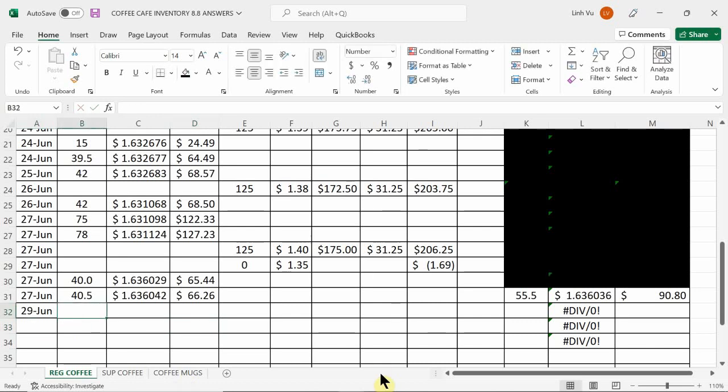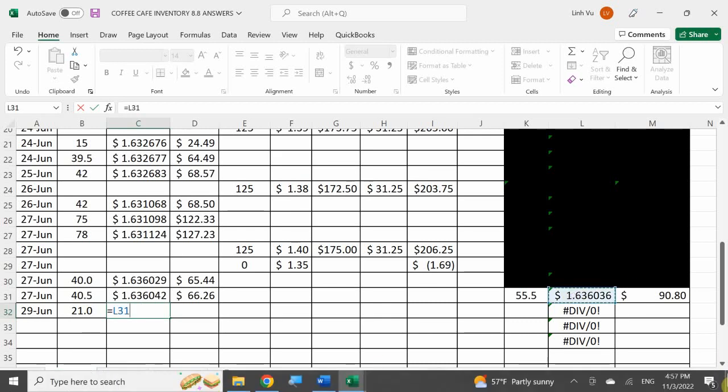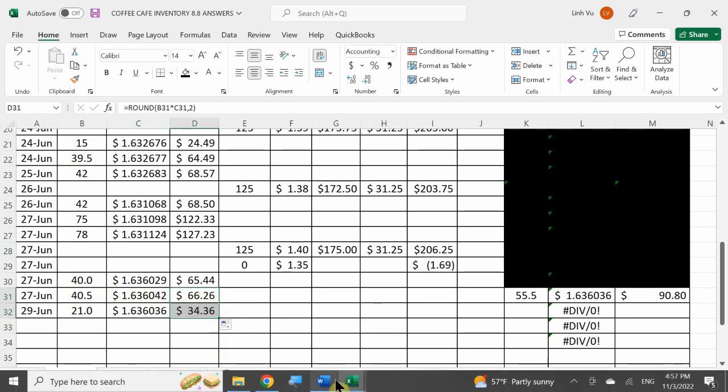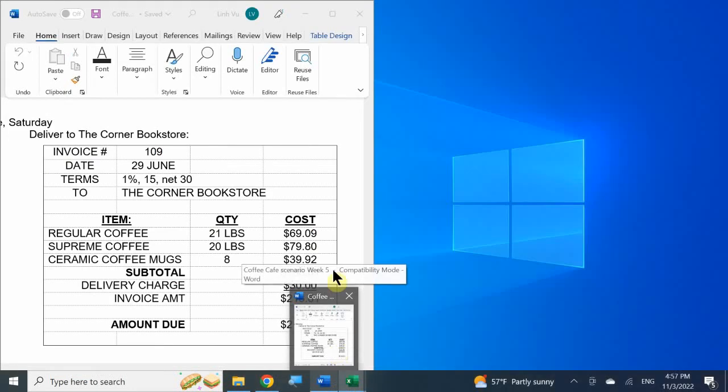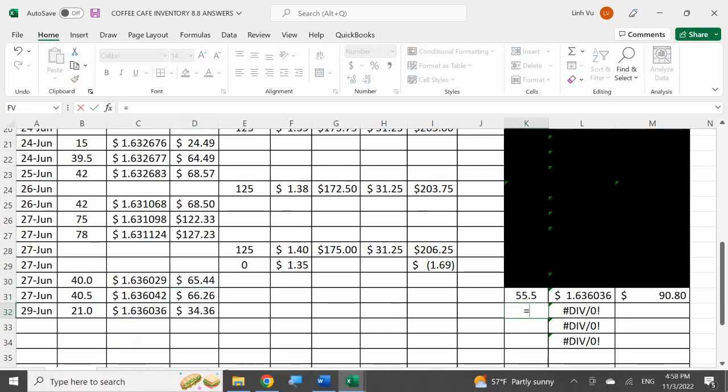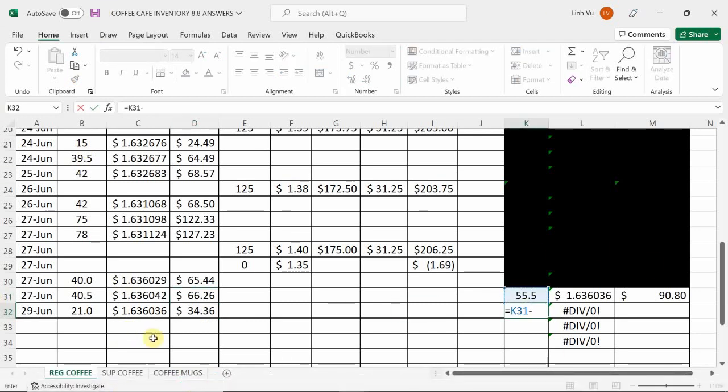all the 21 pounds of the regular coffee at 1.636036, and that should be calculated as a grand total of $34.36. So again, let's make sure 21 pounds, yes. At $34.36. So once again, we sold 21 pounds. Okay, so that should leave us with 34.5 pounds.